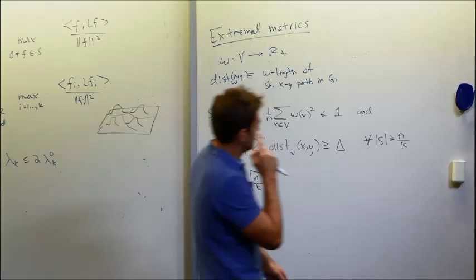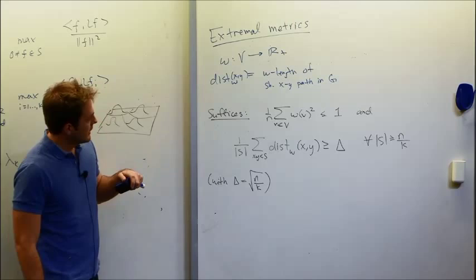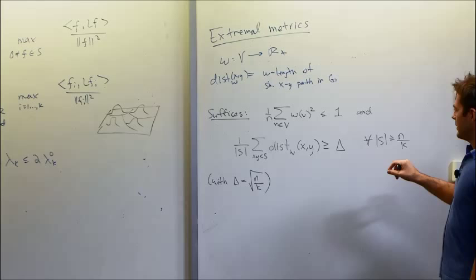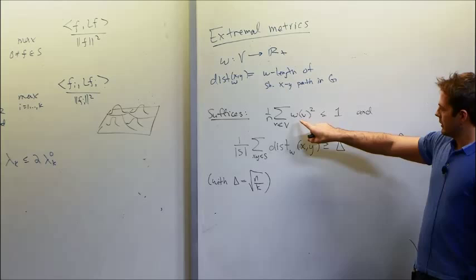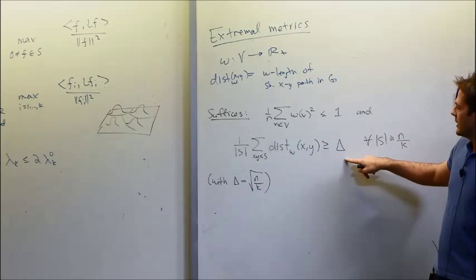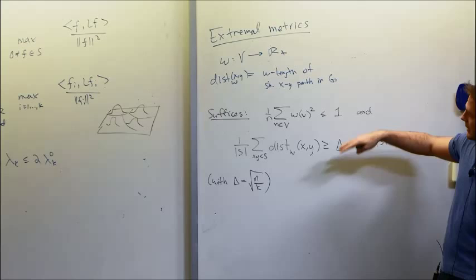I've set this up in a nice way. I skipped a few steps of what you might do at home if you were doing it by hand, so that the space of all such weights is a convex set. If you think of this as a convex program where the variables are the w of v's, this is a set of linear constraints, and this is a sphere, so this is a convex set. So in particular, to find such a weight, I can apply duality.